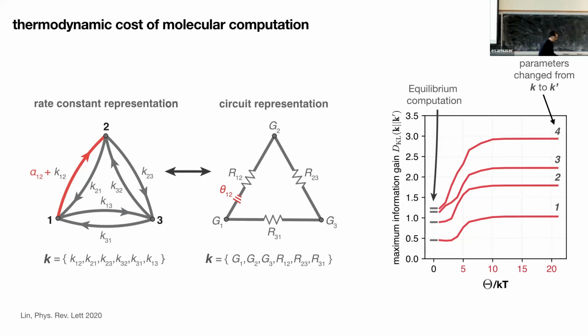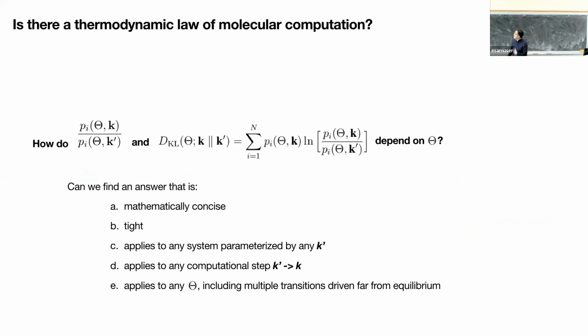So what we would like to understand is whether we can understand this more generally, as a general constraint of molecular computation. Here I'm asking how this depends on the total applied thermodynamic force. What we would like to find is an answer that is mathematically concise, not just the simulations I showed before, but also tight, so it's actually constraining and not some really huge, ridiculous bound that nothing is going to disobey.